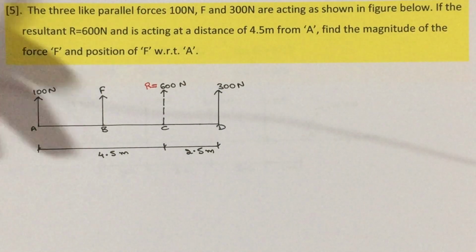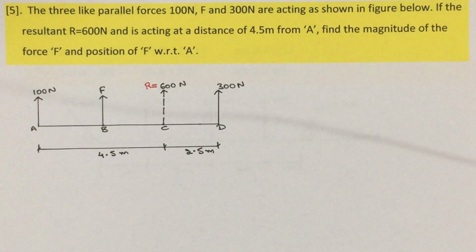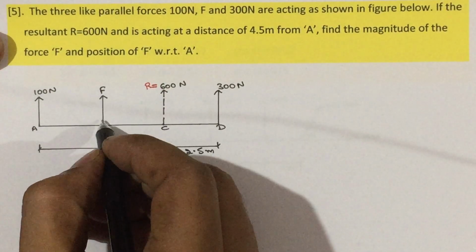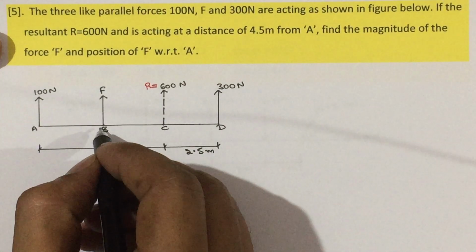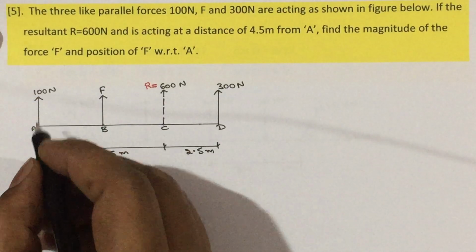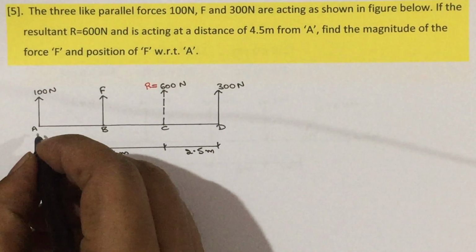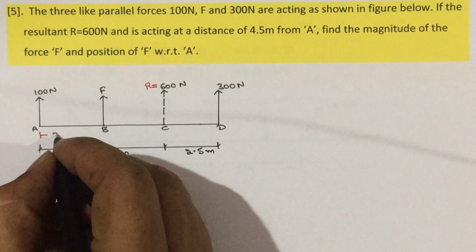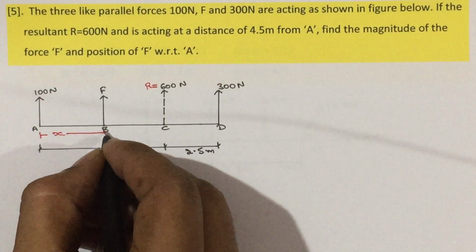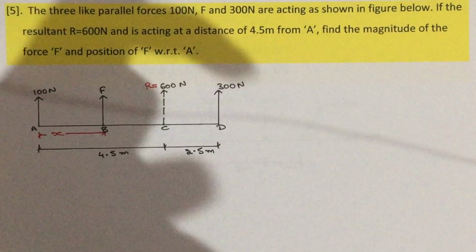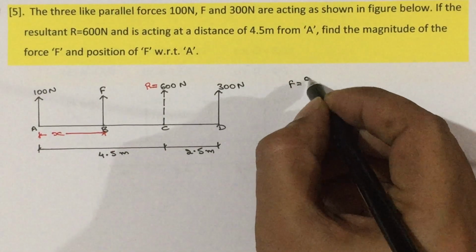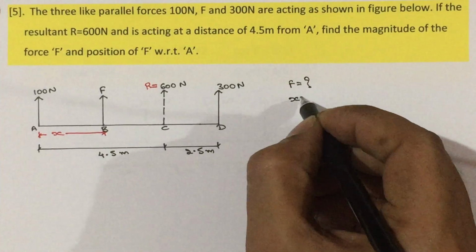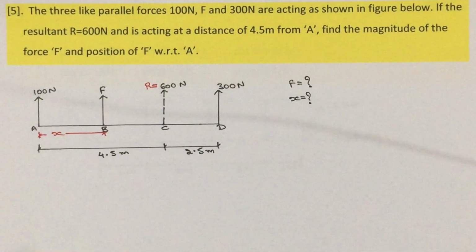We need to determine the magnitude of F and the position of F with respect to A. The position of F from the point A is nothing but the distance of this vertical force F from the A point. Let us take that as x. We need to determine this x distance. So we need to determine the F value as well as the x value.